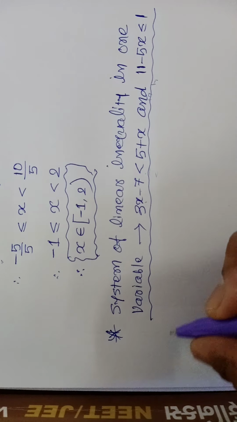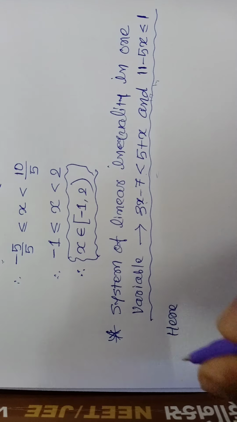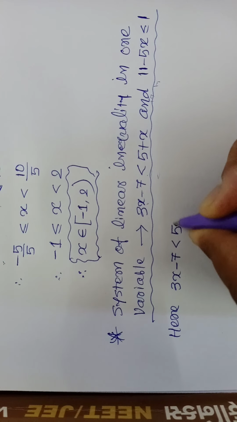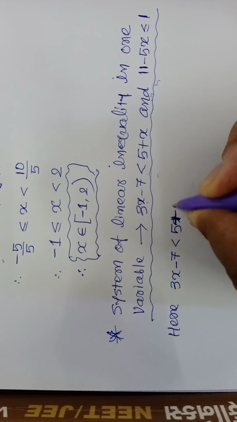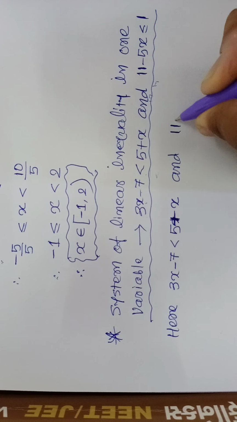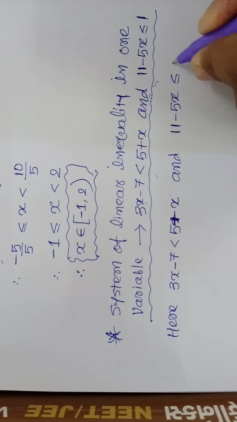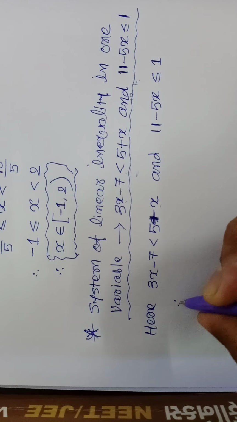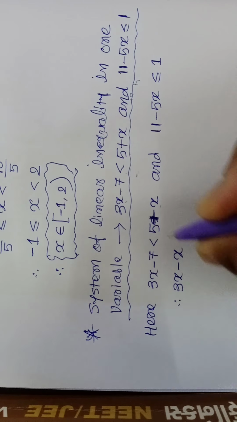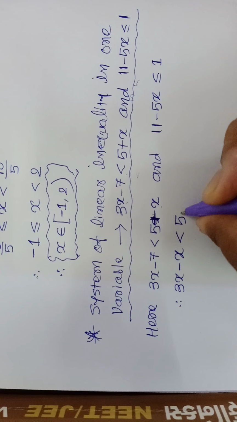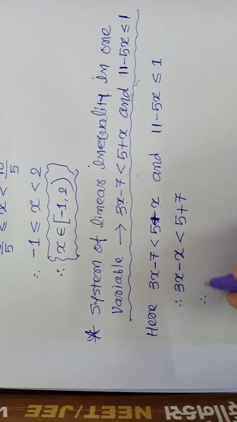Let us see what happened. So the interesting thing is this here. 3x minus 7 is less than 5 plus x. And another inequality I write once again, 11 minus 5x is less than or equal to 1. Okay, so first of all the terms of x let us write here. So 3x minus x. This plus x is going to that side. Here 5 and minus 7 we may write on that side. So 5 plus 7. That's why 2x is less than 12.